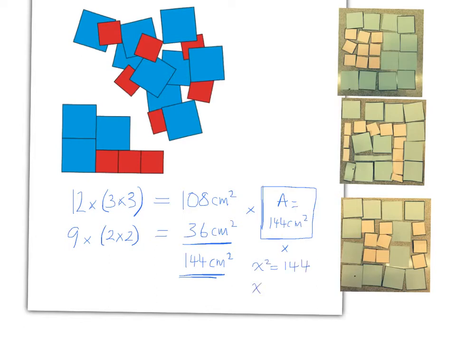So what's x? Well, if x squared is 144, x must be the square root of 144, and the square root of 144 is 12. So no matter which design we make, it has to have a side length of 12 centimeters. If it doesn't, then we won't get a total area of 144 centimeters squared, and then the mosaic tiles won't fit to make a square.